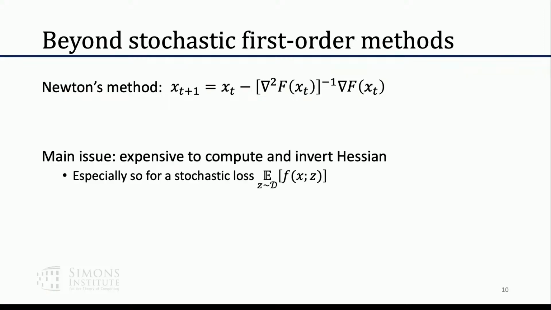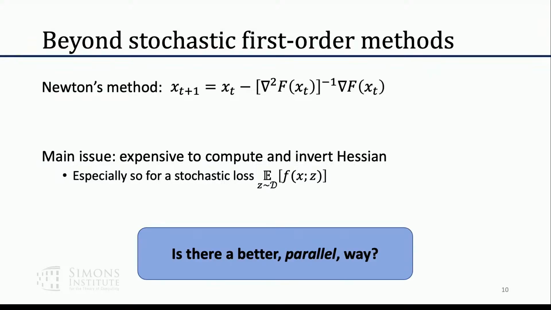If you're close enough to the minimizer, with the appropriate assumptions, you can converge very, very fast. But even in these deterministic settings, it's going to be expensive to compute the Hessian and invert the Hessian, and only more so in a stochastic setting. How does one, without pure oracle access, get the full Hessian, let alone bear the cost that it would take to invert it?